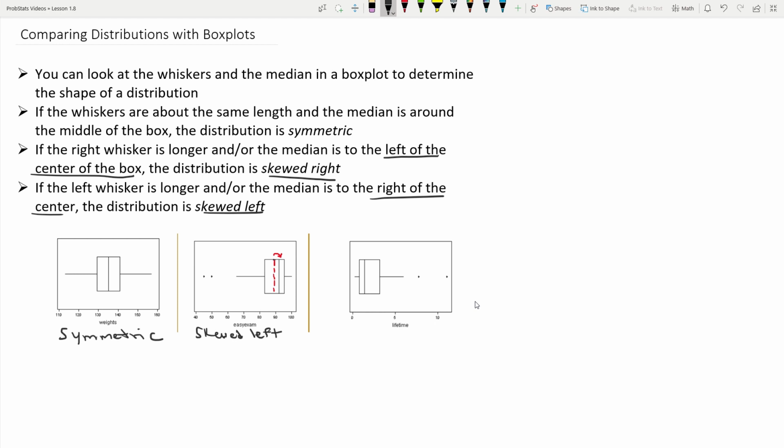And then for the right one, the right whisker is longer, and if you look at the center of the box is here, and the median is to the left of the center, so it's skewed right. So most of the time you'll be able to identify the shape using these guidelines.